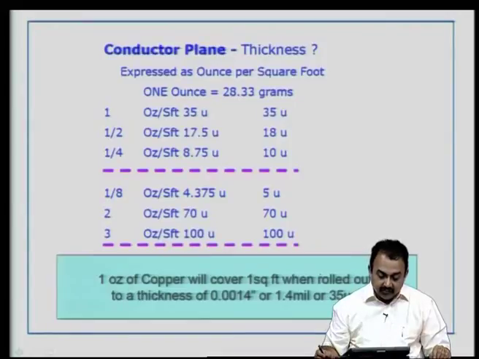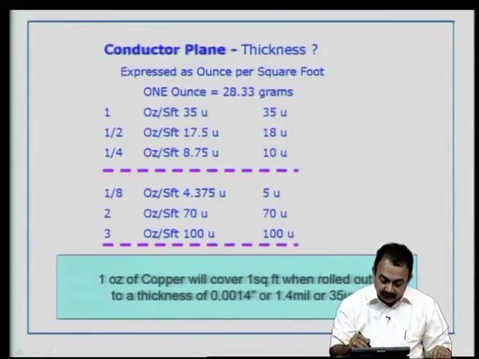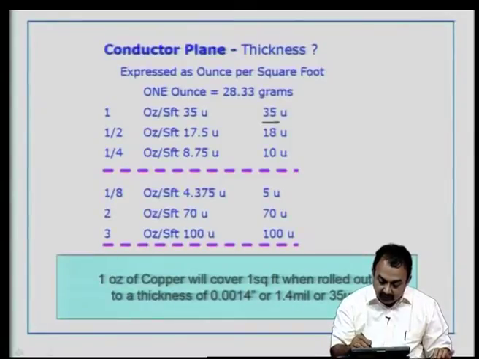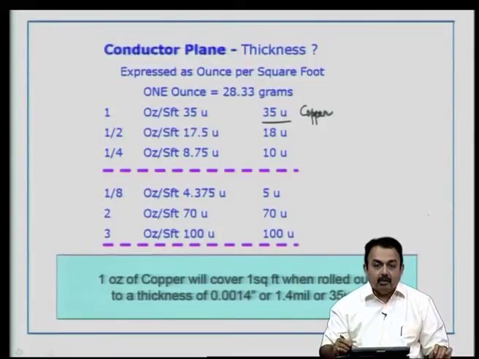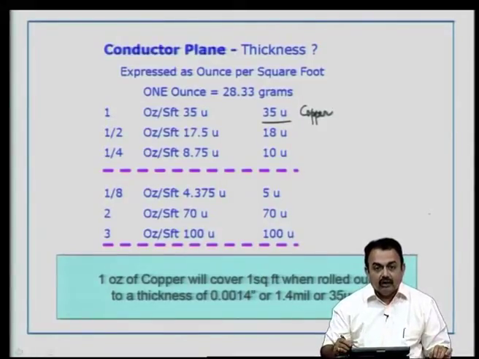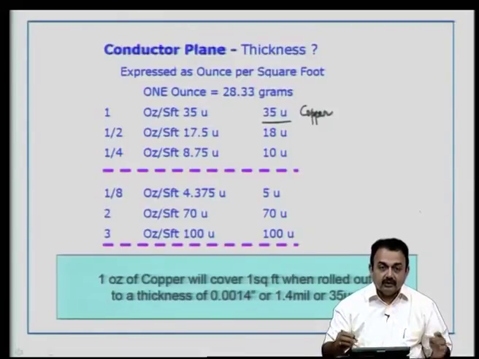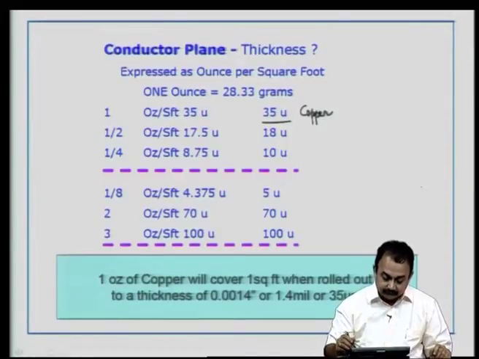We need to identify copper clad laminate based on the thickness of copper that is used. For example, if you say that I have bought a copper clad laminate with 35 micron copper, 35 micron defines the copper thickness. It is known as 1 ounce copper, that means 1 ounce, which is 28.33 grams, 1 ounce per square feet of the total laminate material is known as 35 micron foil or copper.